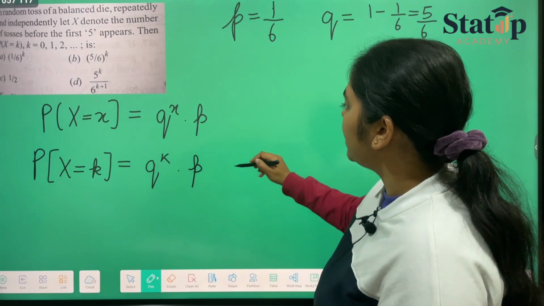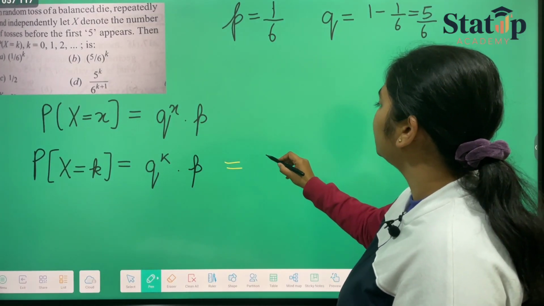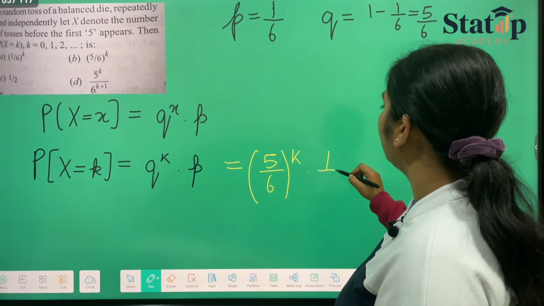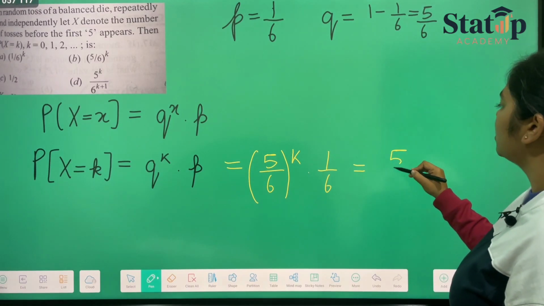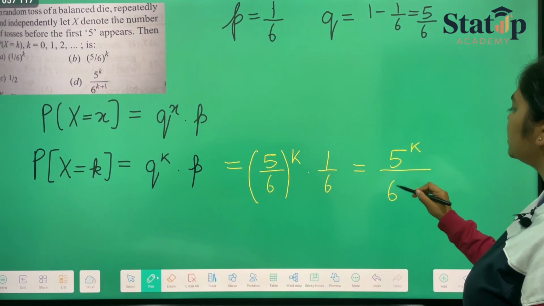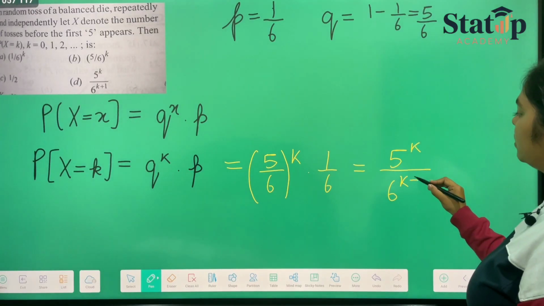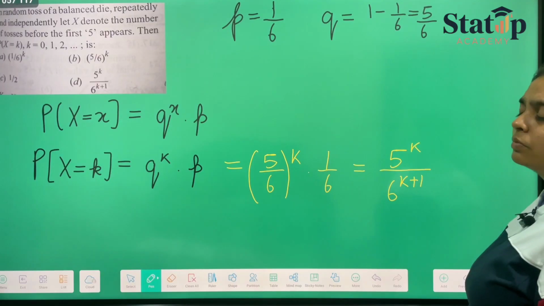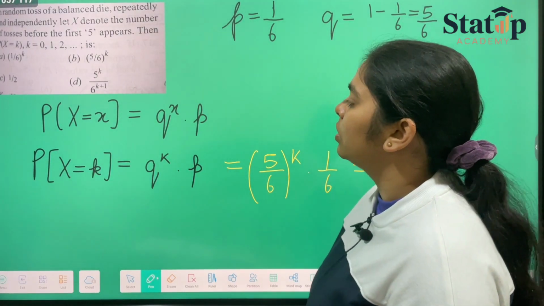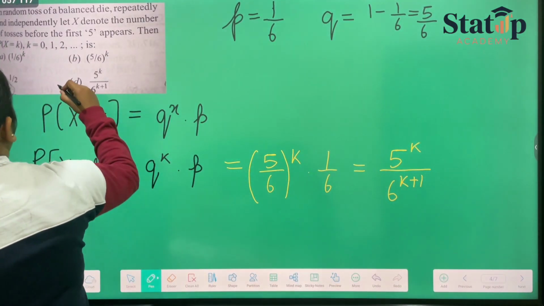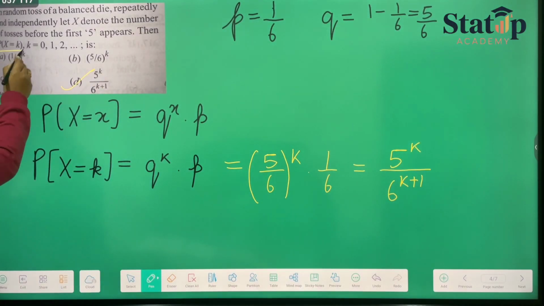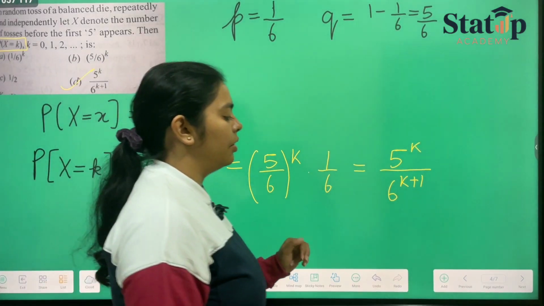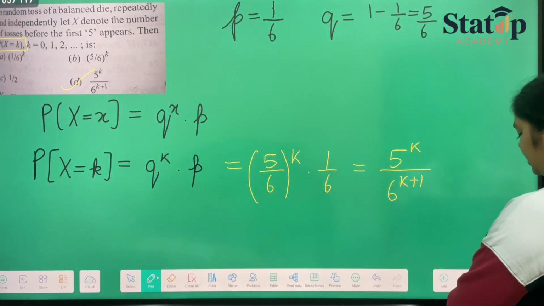Substituting these values of q and p, we will be getting 5 by 6 whole raised to the power k into 1 by 6. This can also be written as 5 raised to the power k upon 6 raised to the power k, and one more 6 is there in the denominator, so we can add k plus 1 to the exponent with the laws of exponents. So this forms our option number D. They have asked us probability x equals k only, and this is how we attempt the question of geometric distribution in the examination.